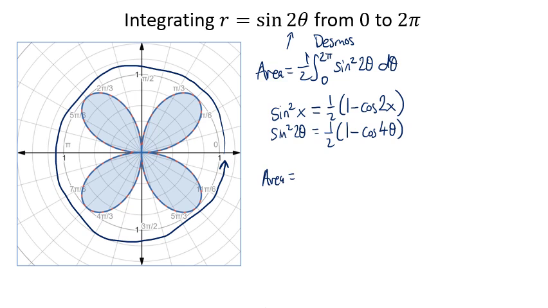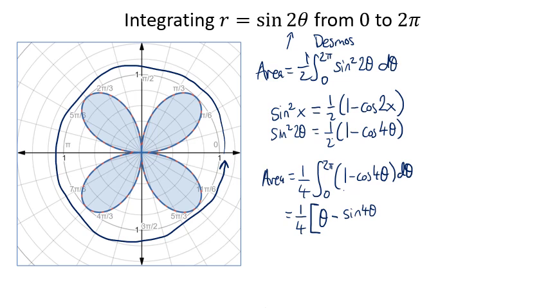So the area becomes 1/2 times another 1/2. So the 1/2 that was outside and then the 1/2 from the identity. So it's a quarter in front now, and then I've got 1 minus cos 4 theta, d theta. The reason for using that identity is that these things now, 1 and cos 4 theta, are things that I can easily integrate. So I get 1/4 of theta minus, cosine integrates to sine, so I get sine 4 theta. And then because of the reverse chain rule, I've got to divide by the derivative of 4 theta, which is 4.